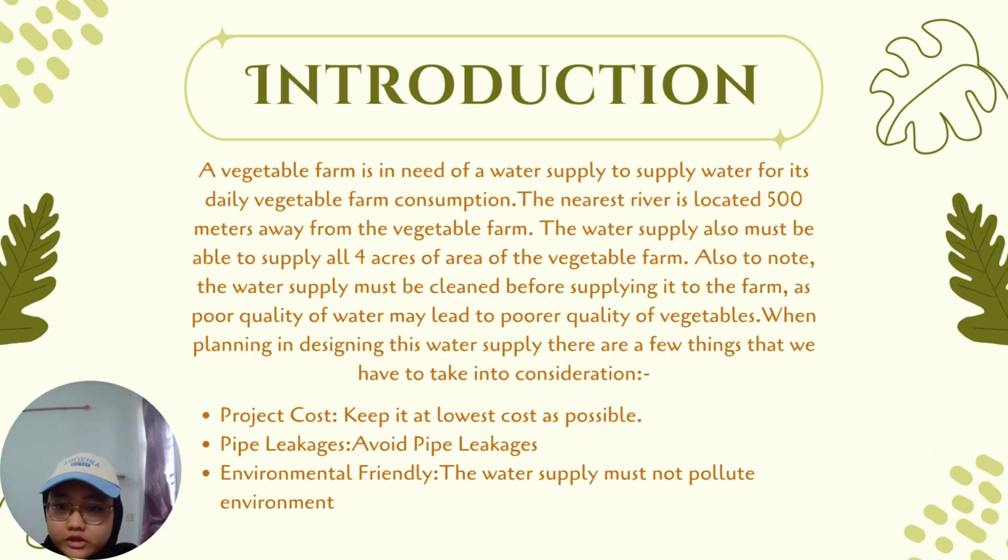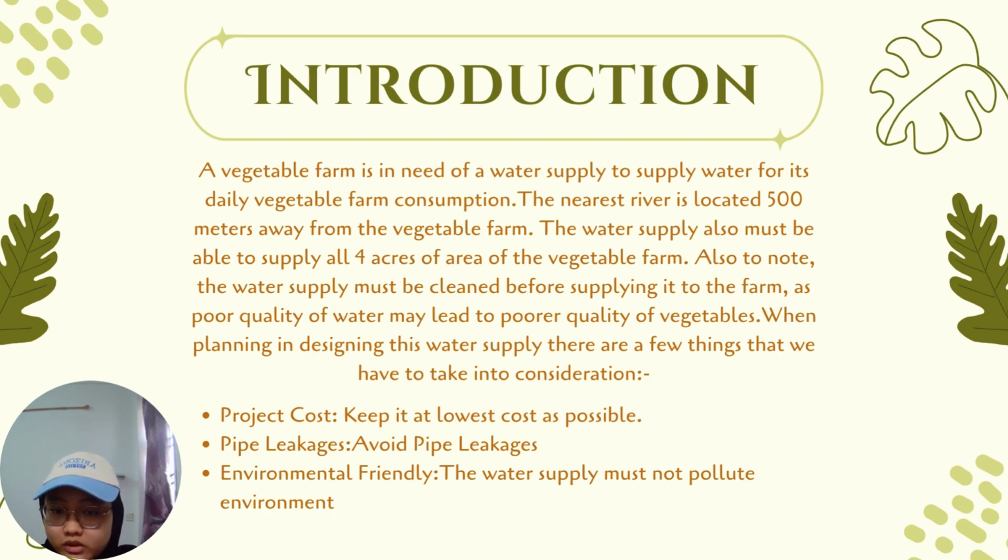So, for the introduction, as a background story, a vegetable farm is in need of water supply for its daily vegetable farm consumption. The nearest river is located 500 meters away from the vegetable farm, and the water supply must also be able to supply all 4 acres of the vegetable farm. Also to note, the water supply must be clean before supplying it to the farm, as poor quality of water may lead to poorer quality of vegetables.